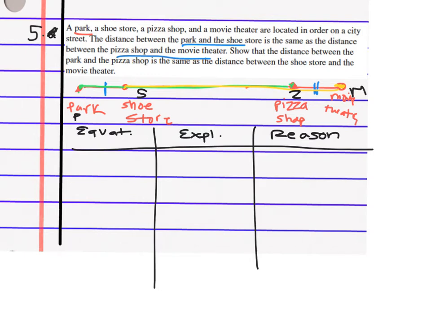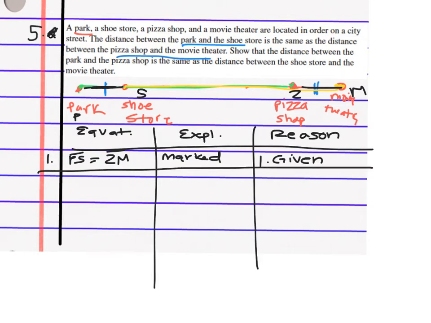Okay, so what do we know? We know that from the park to the shoe store, so P to S, is equal from the pizza shop, Z, to the movie theater, from here to here. Okay, that's marked in the diagram, and that was given to us in the word problem. That says marked, given. All right, then we're trying to prove that the park to the pizza shop is equal to the movie to the shoe store.